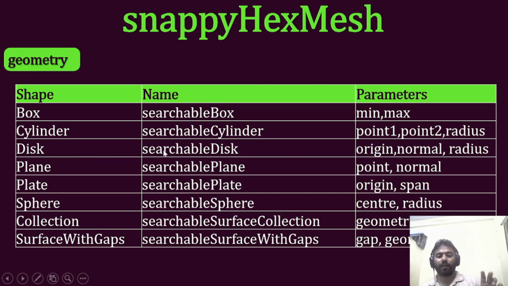You can also specify a searchable disk. Here in this searchable disk you should specify the origin, and then there should be one normal of that disk and one radius. Okay, so the difference between the searchable cylinder and searchable disk is that you don't need to specify the height of the searchable disk. A searchable plane you can specify using a point and normal. A plate you can specify as well, and I think if you refer to the snappyHexMesh tutorial, you can find all these kinds of shapes in one of the tutorials.